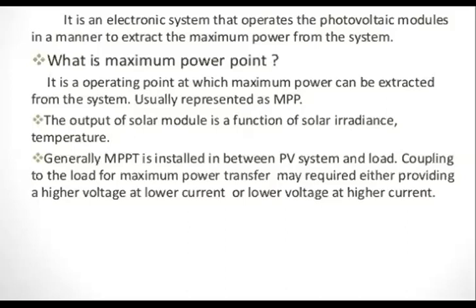The output of the solar module is a function of solar irradiance and temperature. Generally, MPPT is installed in between the PV system and a load. Coupling to the load for the maximum power transfer may require either providing a higher voltage at the lower current or a lower voltage at the higher current.